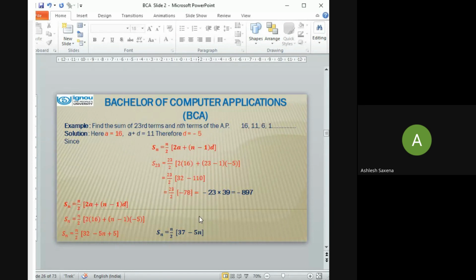The question says that you have to find the sum of the 23rd term, number one, and the sum of the nth term. In the nth term case, your n will be replaced by n, your a will be 16, and your d will be -5. Now in this case, your answer will be in terms of n only. Right?